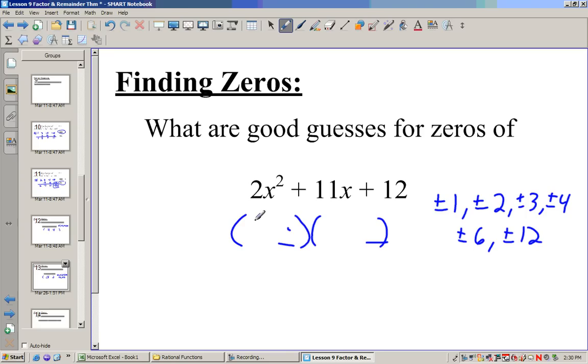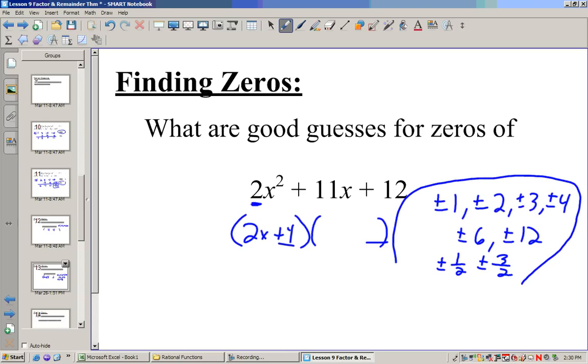Now also, we could have a situation where we have 2x plus 1, or 2x plus 3. So what we have to do now is account for that 2 being in there for the first value. So we have to divide each of these things by 2. So there's more possibilities, which are plus and minus 1/2. If I divide 2 by 2, I just get 1, so we don't need to write plus or minus 1 again. Plus or minus 3/2. Plus or minus 4/2 is taken up with 2. 6/2 is 3, and 12/2 is 6. So now these are all of the good guesses for zeros in this particular situation.